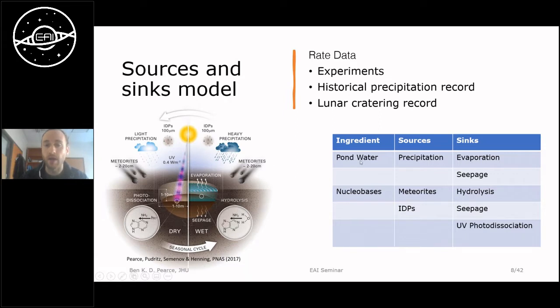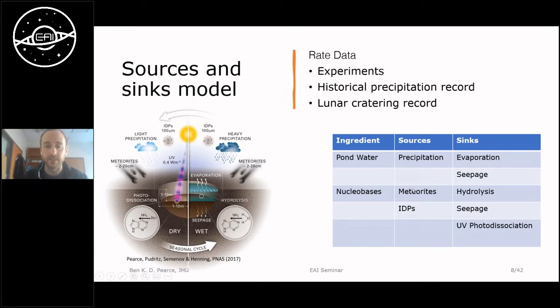For pond water, how does the pond wet and dry? Well, you got precipitation coming in, which varies sinusoidally over a season. And then you have evaporation and seepage, which is seeping through pores in the base of the pond, as your two sinks of water. So this allows for natural wet-dry cycles, as I'll show you in the next slide.